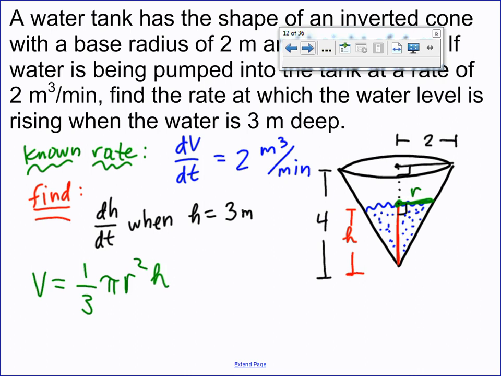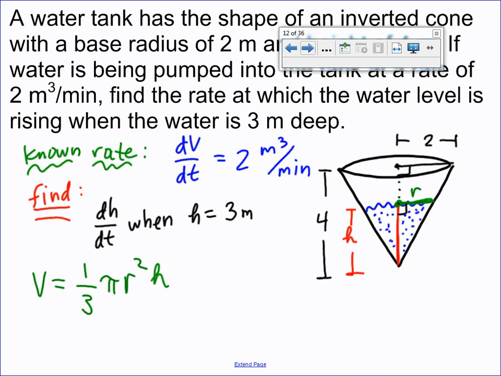No matter the height of the water level, it must adhere to the same relation, that is, R is to H just like 2 is to 4. Or R is to 2 just like H is to 4. However you want to write that proportion. So I'm going to go ahead and utilize that to my advantage.